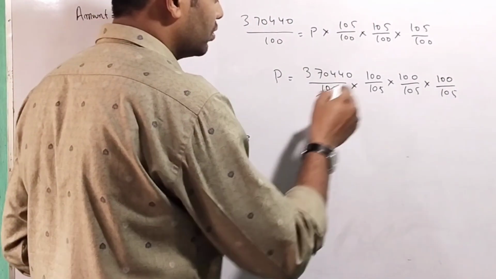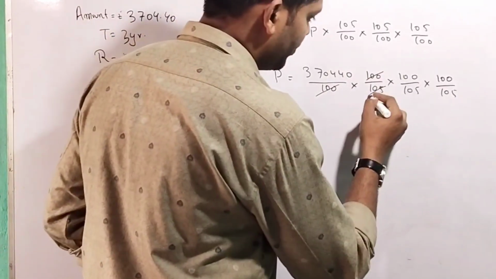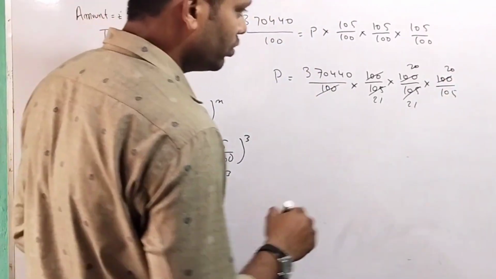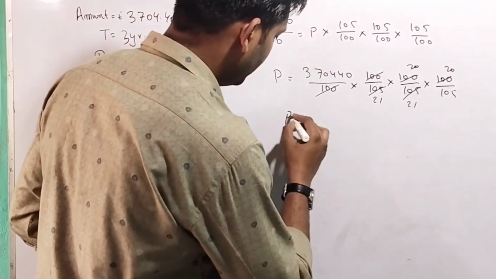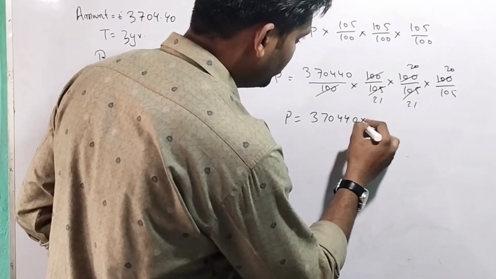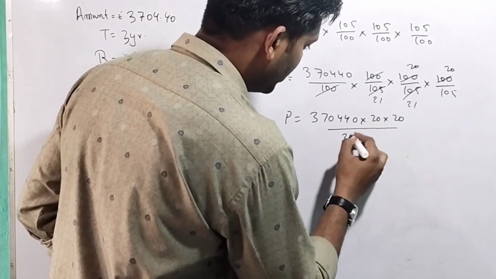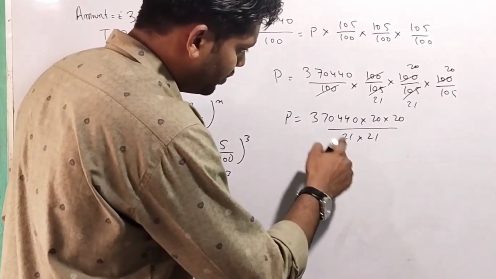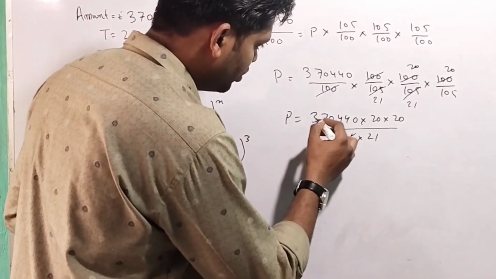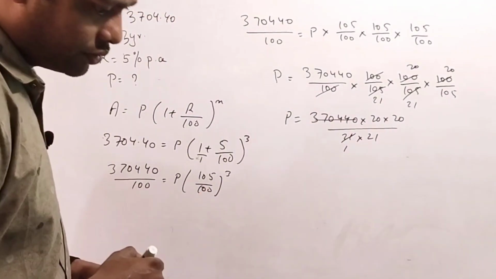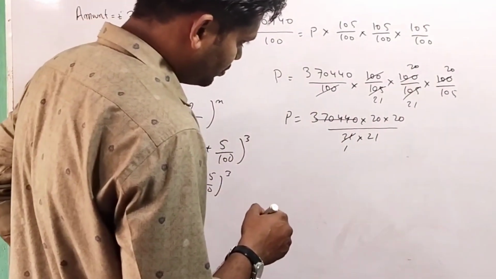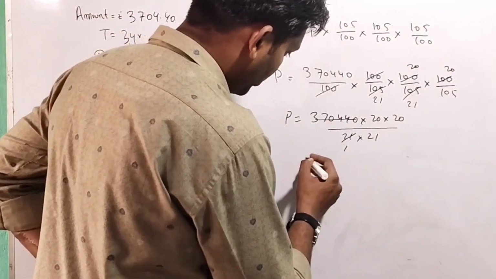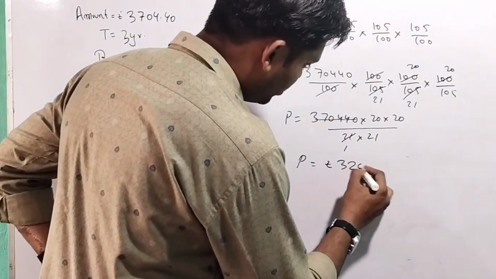You have to solve this one. Cancelled. Now 21 times 20, 21 times 20, the 5 table. Now what is left? First you write 370440 into 20 into 20 by 21, multiply 21. Now let us see by the 21 table. Is 21 times 1, 21 possible? Let us see. Okay, you solve and see, you will get the answer as 3200.